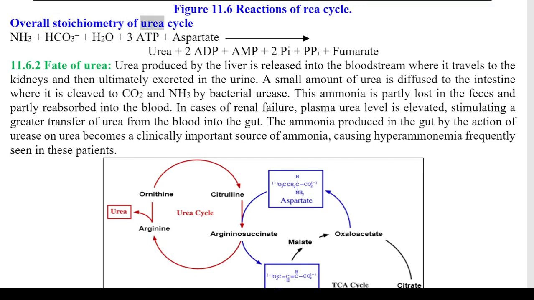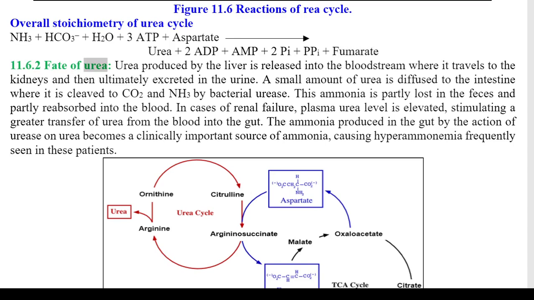Overall stoichiometry of the urea cycle. NH3 plus HCO3 plus H2O plus 3 ATP plus aspartate gives urea plus 2 ADP plus AMP plus 2 Pi plus PPi plus fumarate.